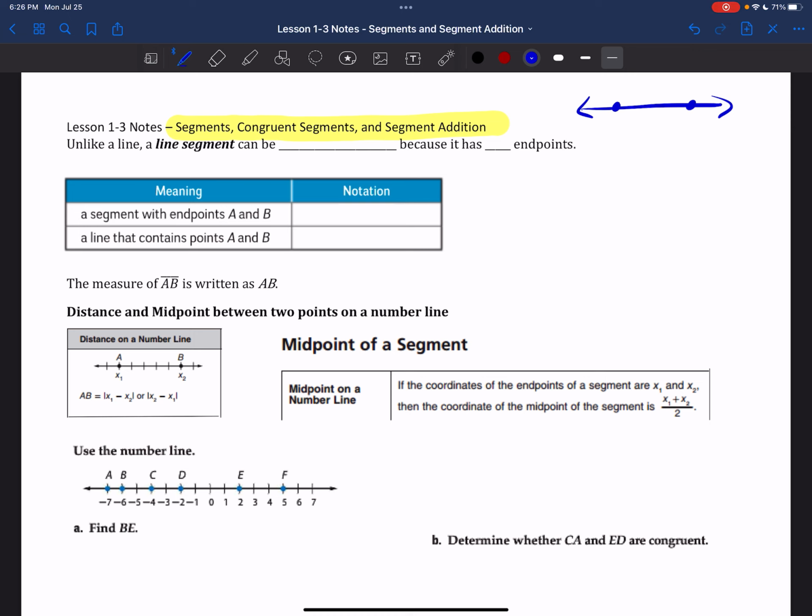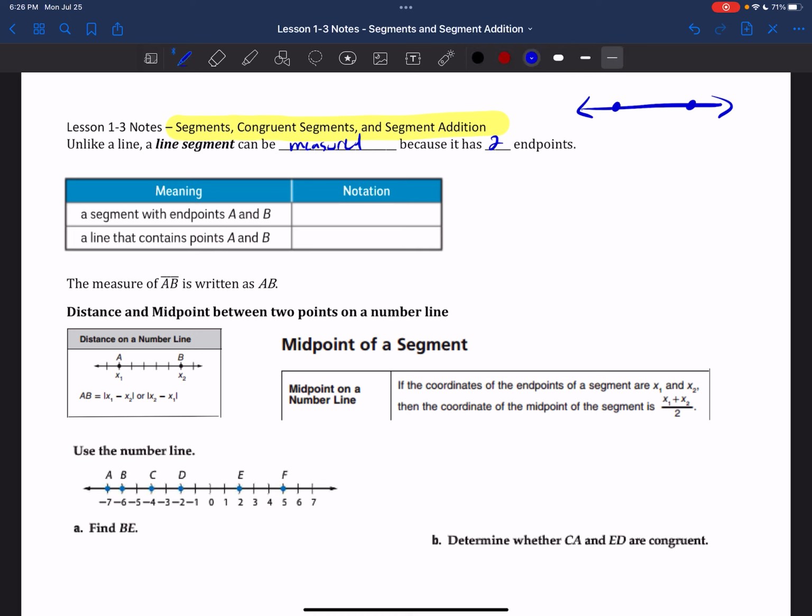One thing I want you to take a look at is this little sentence right here. It says a line segment can be measured, because I'm taking a certain part of that particular line. It has two endpoints. Here's an endpoint and here's an endpoint. Let's look at this box. It says a segment with endpoints A and B. How do I write that? What is the notation when you have a segment with endpoints A and B?